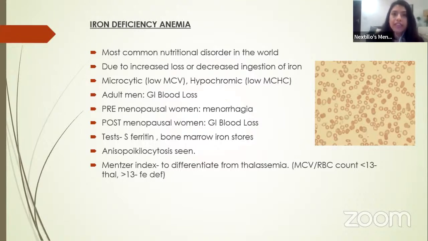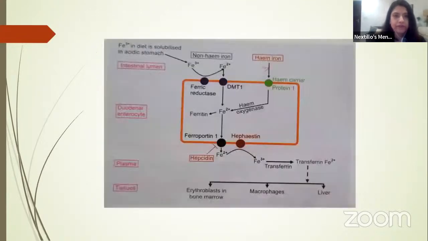That is, you divide the MCV of that particular sample by the RBC count. If the ratio comes less than 13, it is generally thalassemia. If the ratio comes more than 13, it is iron deficiency anemia. So it is important to remember the Mentzer index.